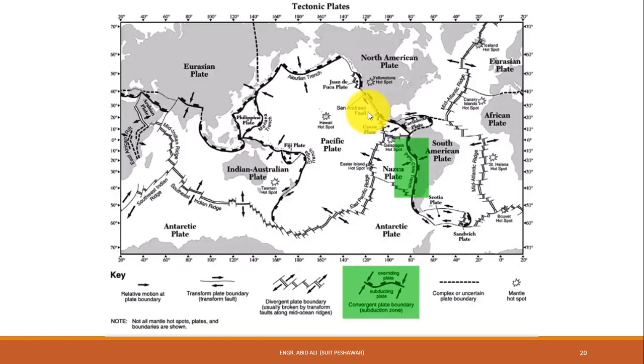Before I go back to the chart, here we also have a third type of convergent boundary called a collision zone, and that would be continental. The best example of that would be India crashing into the Eurasian plate, where the Himalayas are forming.